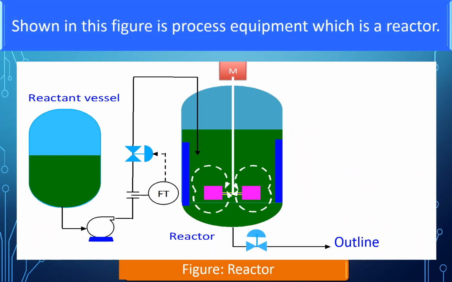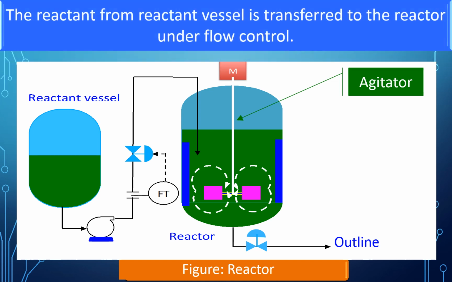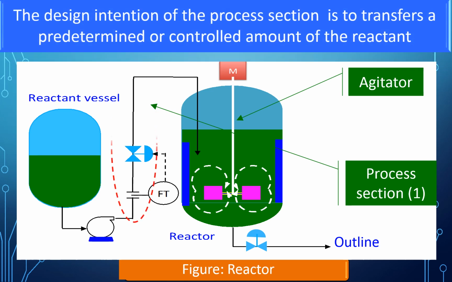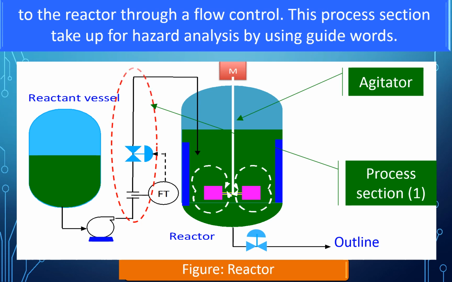Shown in this figure is a process equipment which is a reactor. The reactant from the reactant vessel is transferred to the reactor under flow control. In this equipment, the process section is the pump discharge line to the reactor. The design intention of the process section is to transfer a predetermined or controlled amount of the reactant to the reactor through a flow control.